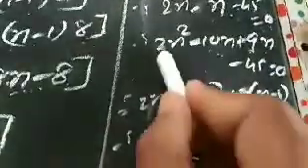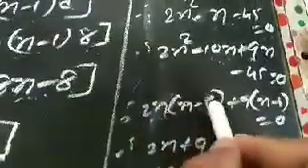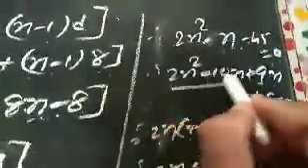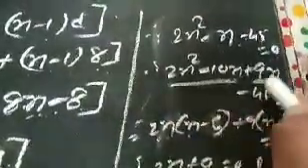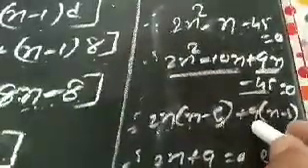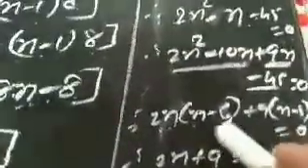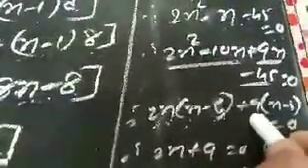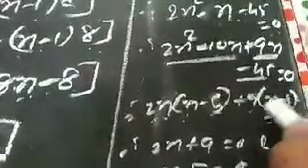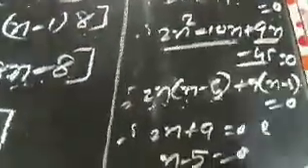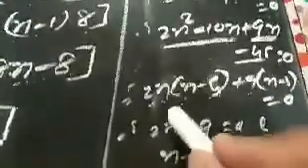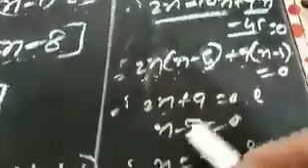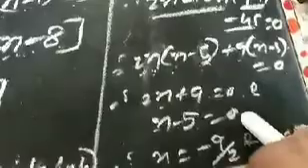2n into bracket n minus 5. Here 2n we take out common from the first two terms, and from the last two terms we take common 9. So 2n outside into bracket n minus 5, then plus 9 into bracket n minus 5 is equal to 0. So the first bracket becomes 2n plus 9. So 2n plus 9 is equal to 0, and the second bracket n minus 5 is equal to 0.